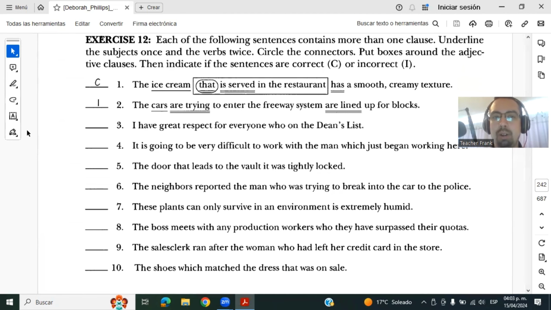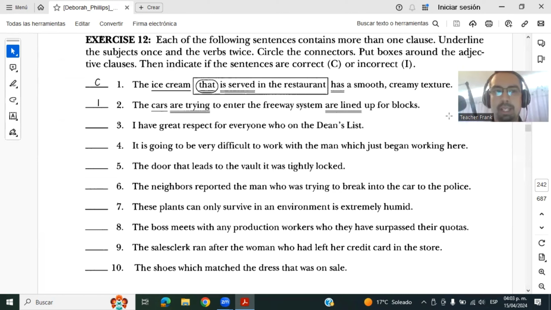Exercise 12, here we go, perfect. They all fit in the same screen. So each of the following sentences contains more than one clause. Underline the subjects once and the verbs twice. Circle the connectors, right, as always. Put boxes around the adjective clauses. And then indicate if the sentence is correct C or incorrect I. So we're going to do number 1 and number 2, and then I'll let you do number 3 to 10.